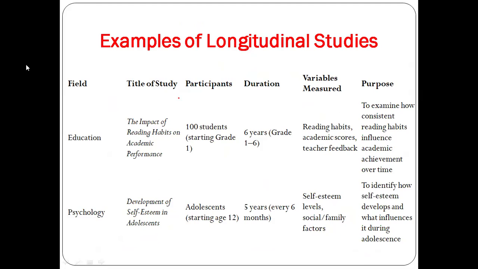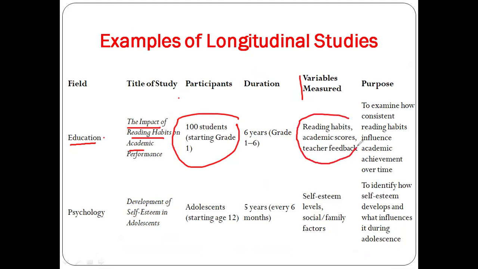like this. Suppose you want to measure the impact of students' reading habits on academic performance. You want to check 100 students, from grade 1 to 6. So the variables measured will remain the same: reading habit, academic scores, and teacher. Why are we measuring? This will be the same every year.